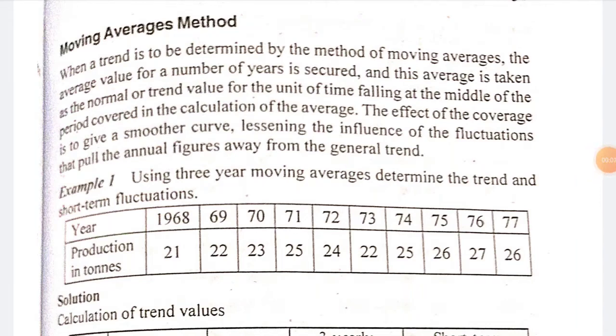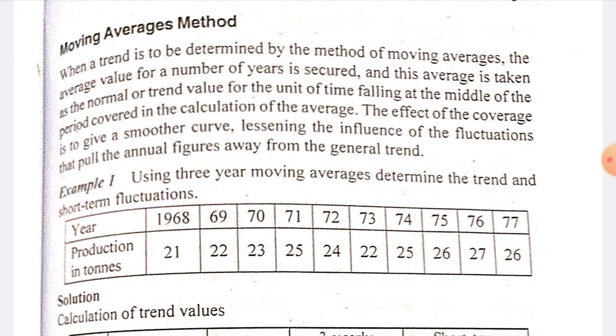Hi everyone. In this class we are going to see the moving average method. This is very important for 5-mark or 10-mark questions. So listen carefully. The moving averages method has three types: 3 yearly moving averages, 4 yearly moving averages and 5 yearly moving averages. Depending upon the problem, you have to calculate the trend value.